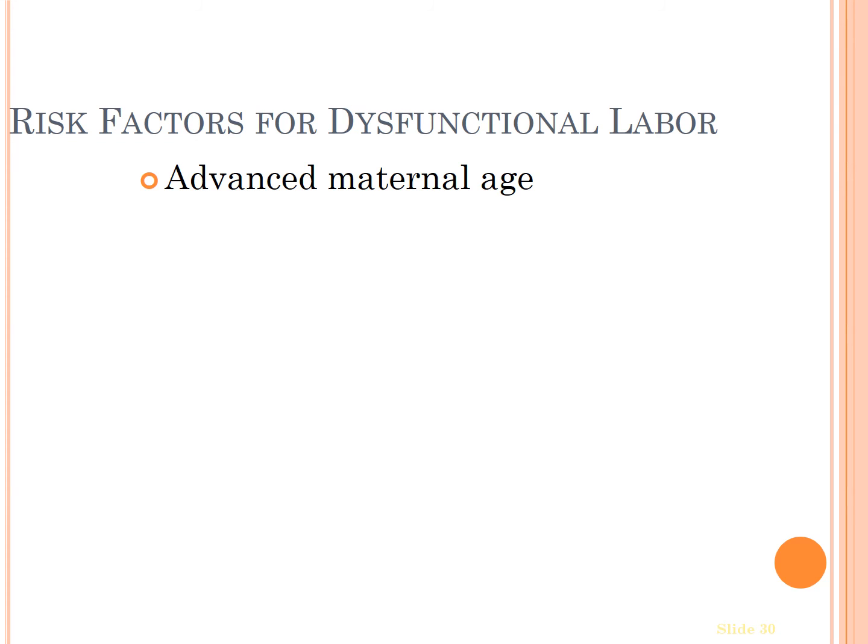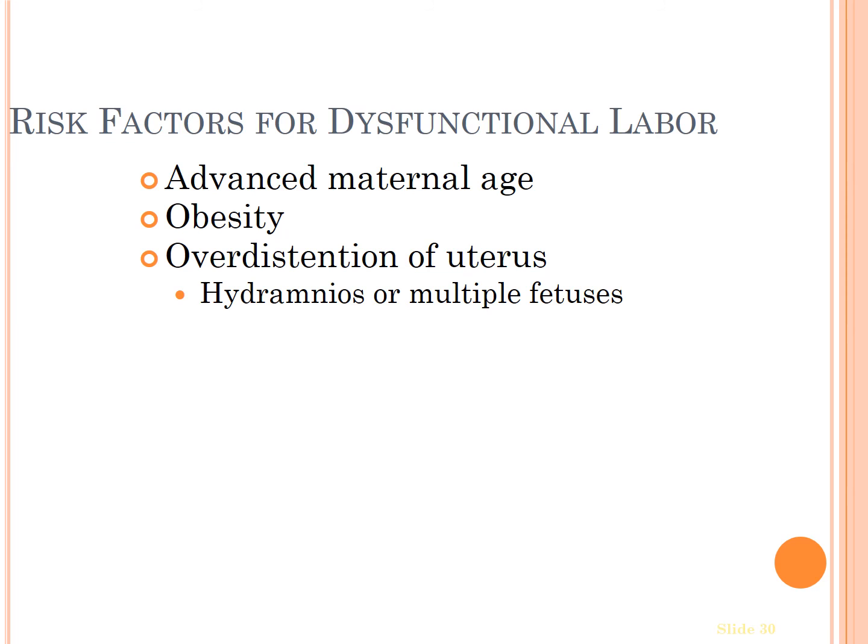Factors that affect dysfunctional labors are advanced maternal age, obesity, overdistension of the uterus, where you have polyhydramnios or multiple fetuses. Again, it's like that rubber band that has been stretched so much it can't contract back. Okay, same kind of concept. Abnormal presentation: when the head is the presenting part, it actually helps contractions because it's applying the appropriate amount of pressure, hopefully against the cervix, to help it to dilate and efface.